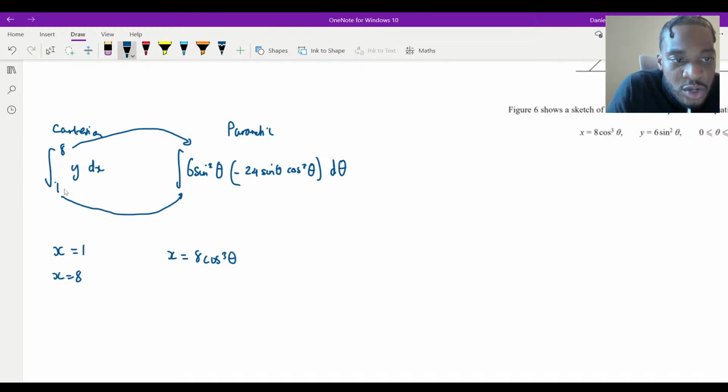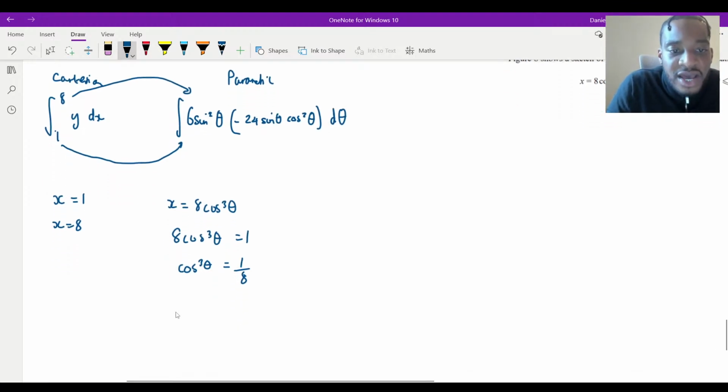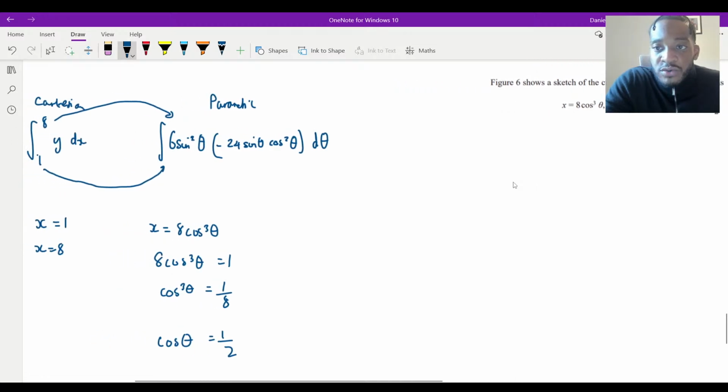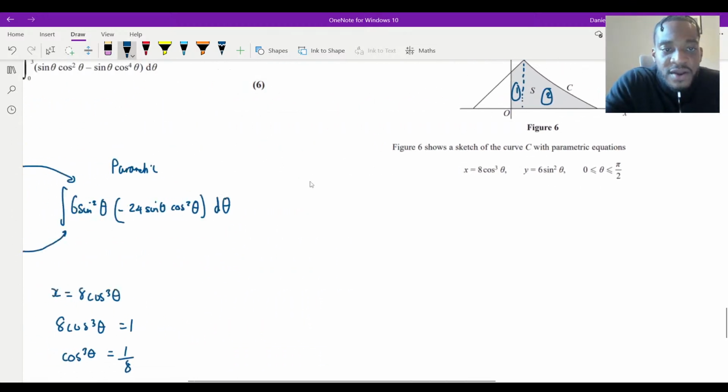So I'll do the lower limit first. 8 cos cubed theta is equal to 1. That means that cos cubed theta is equal to 1 over 8. Then I need to cube root that. The cube root of 1 over 8 I know is a half. Remember, what was theta between? Theta was between 0 and pi over 2, in the right square.